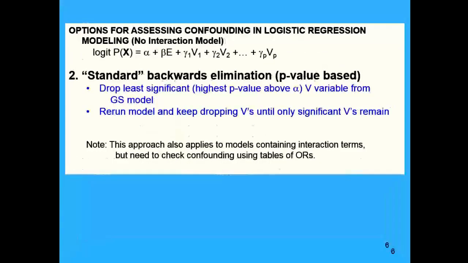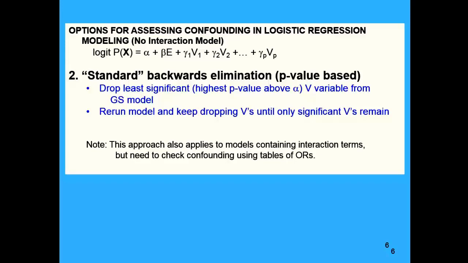Okay, now let's look at the second one, the standard backwards elimination p-value based approach. That's the thing I gave you an example of. This approach says drop the least significant, the highest p-value above whatever your alpha, your significance level, V variable from the gold standard model. Rerun the model and keep dropping V's, because I'm assuming you're dealing with confounding and there's no interaction. So you only have V's, you don't have E-V's, you know, product terms.